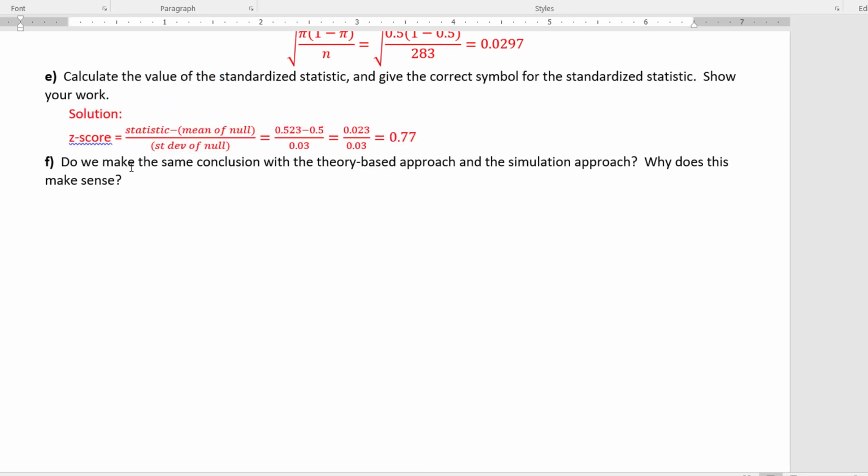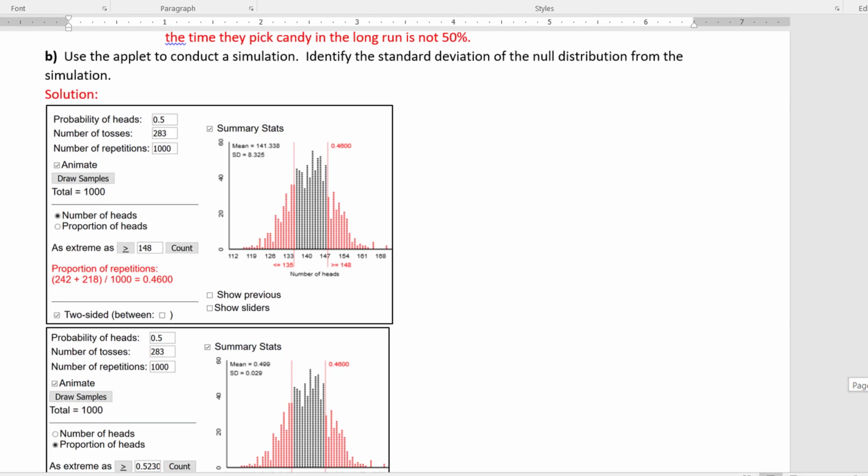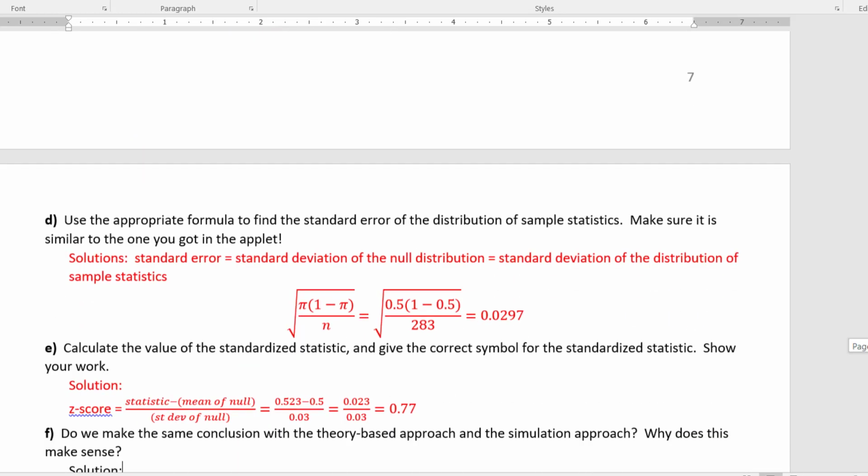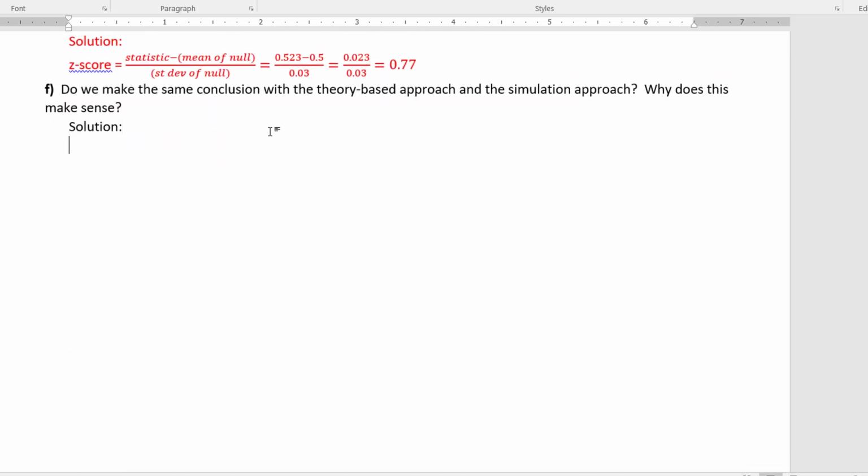Do we make the same conclusion with the theory-based approach that we would with the simulation-based approach? So notice I used a theory-based approach here to get that z-score. The null hypothesis value for pi was 0.5. My standard deviation of the null came from my calculation here from the theory-based approach formula. And I would make a conclusion that since my z-score is pretty small, the null hypothesis is plausible. Similarly, when we did our simulation, we got a big p-value, a p-value of 0.46, which also leads us to conclude that the null is plausible.